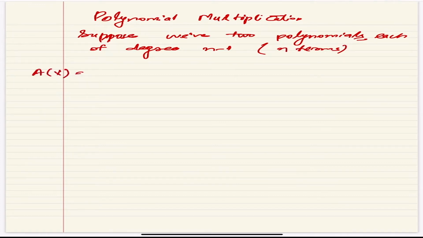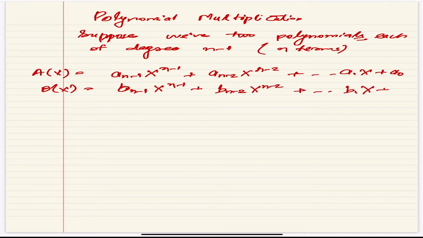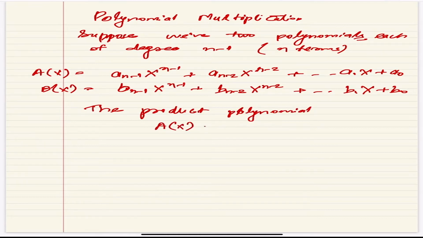So a(x) is a_{n-1} x^{n-1} plus a_{n-2} x^{n-2} up to a_1 x plus a_0. And similarly, let's say b(x) is b_{n-1} x^{n-1} plus b_{n-2} x^{n-2} up to b_1 x plus b_0. So this is the input. You have two polynomials and you have to multiply. So the product polynomial to multiply a(x), b(x), let's say the output is c(x).